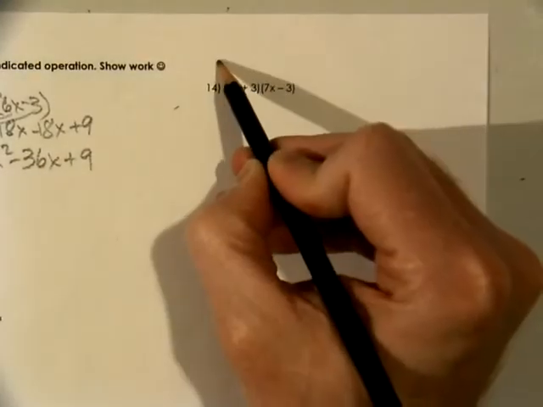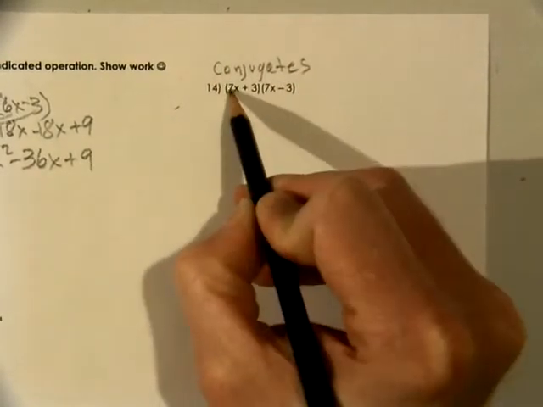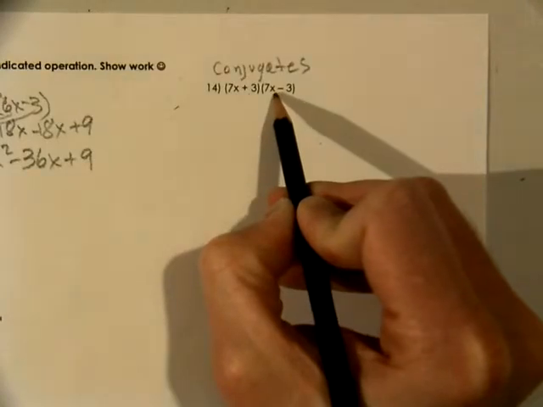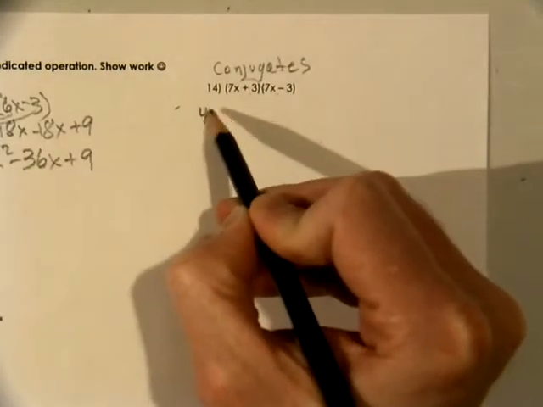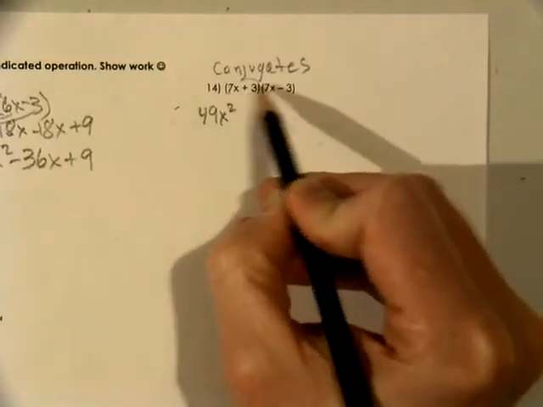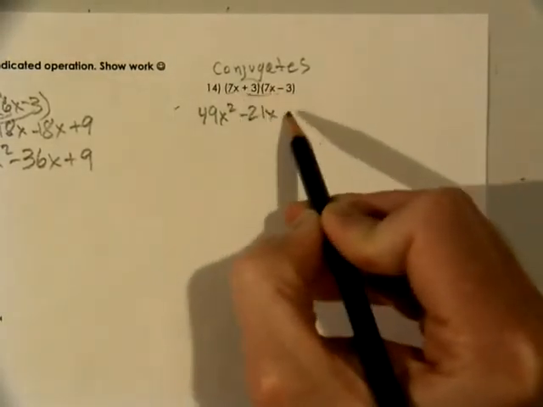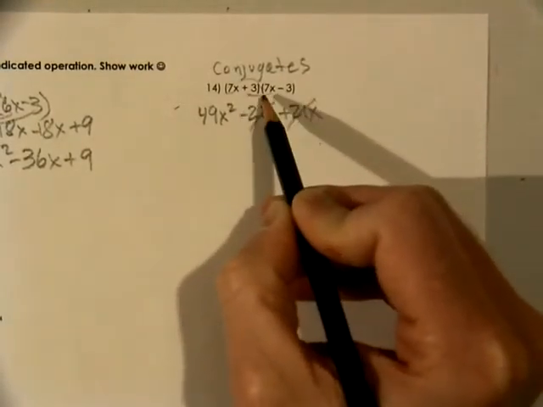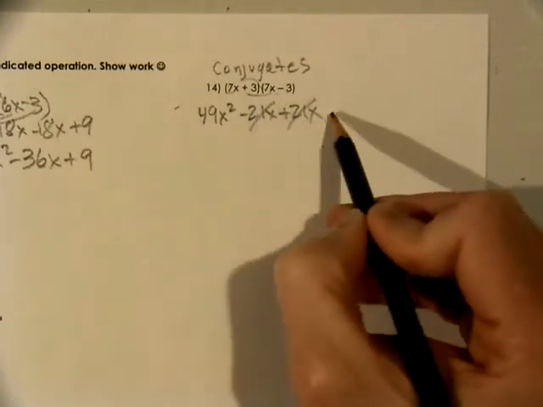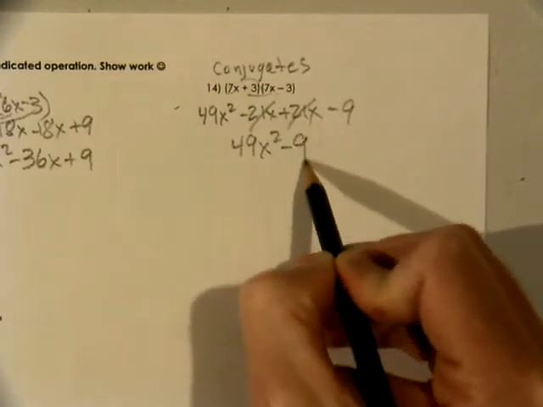These are conjugates. They have the same numbers, but opposite signs. That means the middle terms are going to cross off when you FOIL it. You get a negative 21x and a positive 21x. Those are going to cross out. That's going to happen every time you're working with conjugates. So 49x squared minus 9.